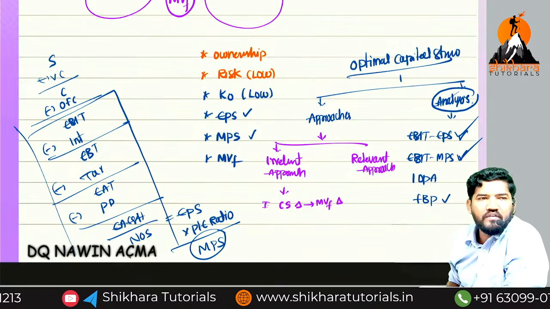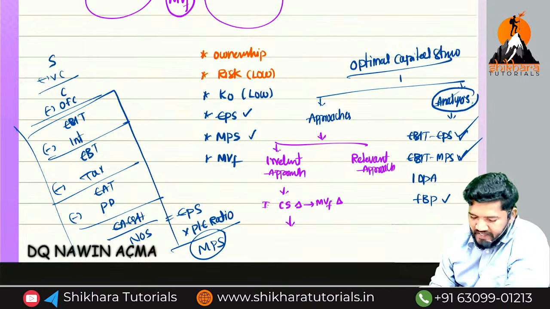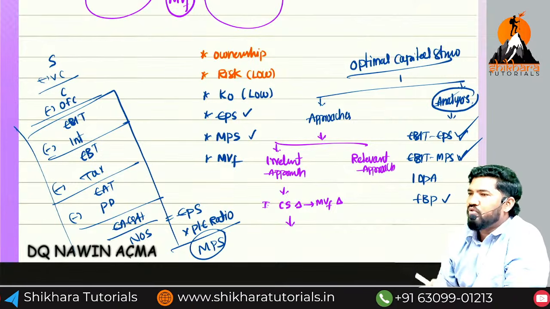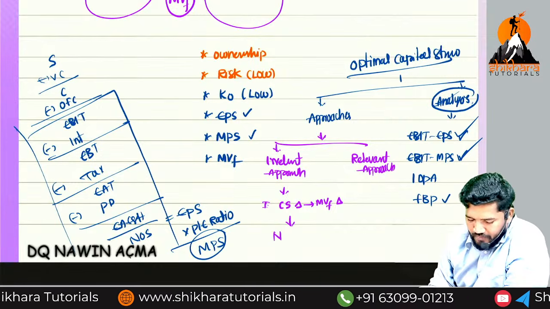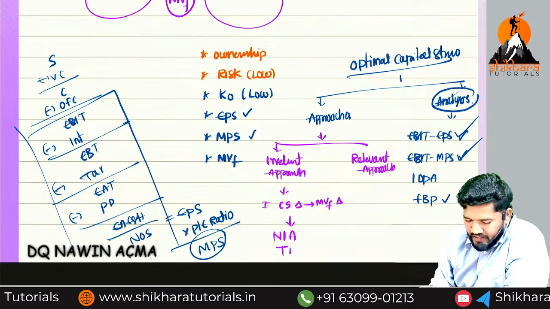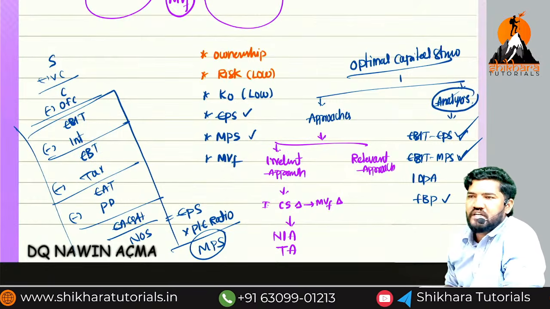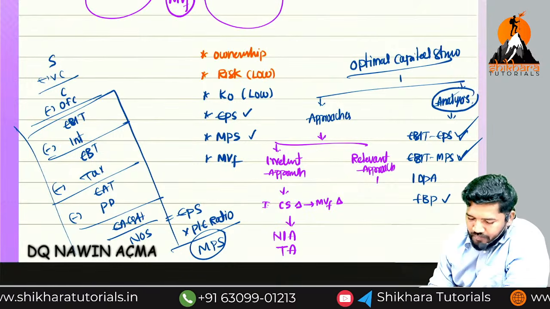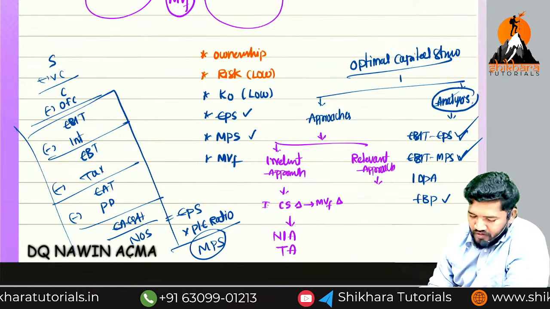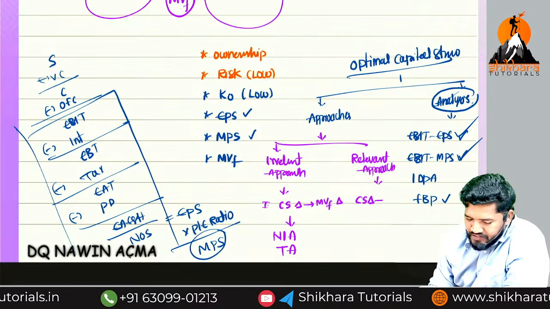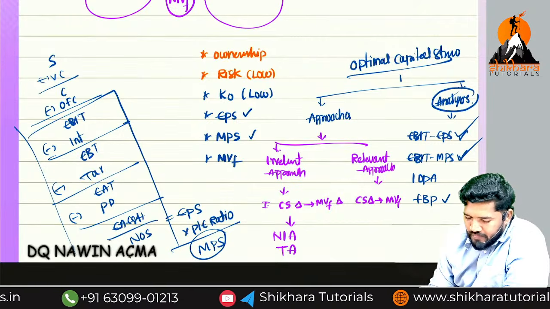Nana, clear? Now, for proving this sentence, we have 2 concepts: net income approach and traditional approach. Now, the relevant approach represents that when capital structure changes, the market value of the firm remains constant.